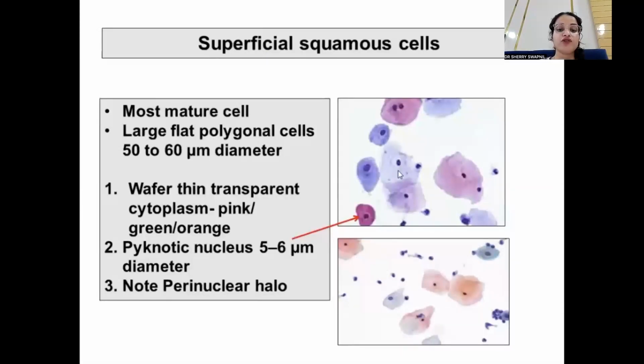So it's just a brief review regarding normal cells. What are superficial squamous cells? I have told you, these are the superficial squamous cells. They are large, have increased amount of cytoplasm, a small pycnotic nucleus, and watery, thin, transparent cytoplasm, which stains generally pink, green, or orange. And the nucleus is pycnotic. See, this is very small, and you can sometimes see a perinuclear halo. So it's basically the nucleus followed by a clear zone, and that is called a perinuclear halo. Next slide please.